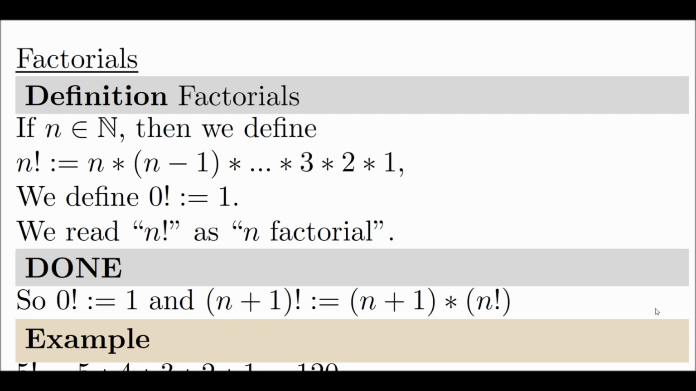So here's some notation that we're going to be using. These are called factorials. If n is a natural number, then we'll define n factorial. It's written as n with an exclamation mark after it. That's defined as n times n minus 1 times the next number, all the way down to 3 times 2 times 1. And we'll define 0 factorial to be 1. You read this as n factorial.